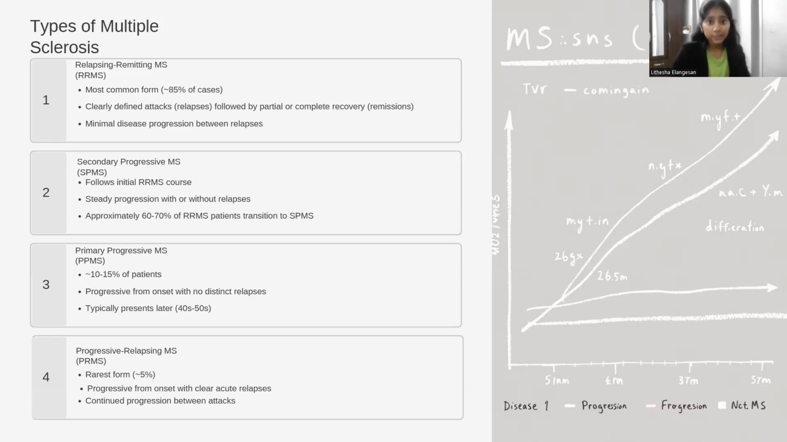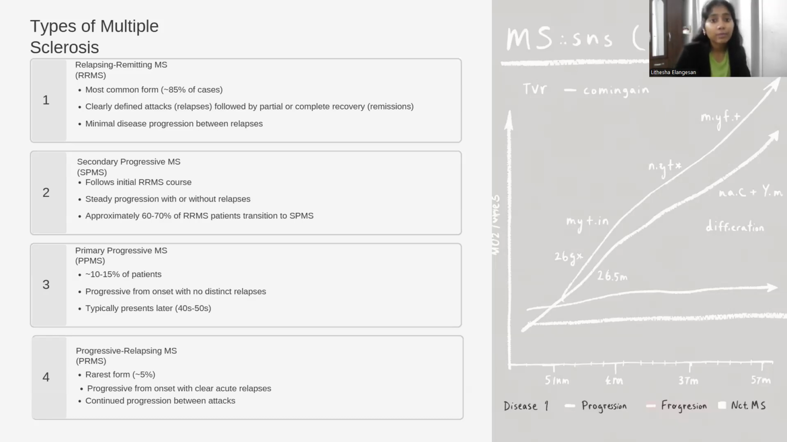Then we have secondary progressive MS, which is for people who tend to have relapsing remitting MS first. It is followed by secondary progressive MS, which means there are no periods of relapses. You're going to have a continuous period of symptoms, and the disease will continue to get progressively worse. Approximately 60 to 70% of patients who have relapsing remitting MS will transition to this form of MS.